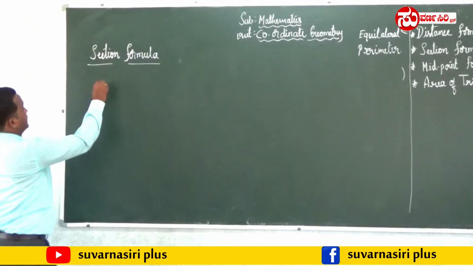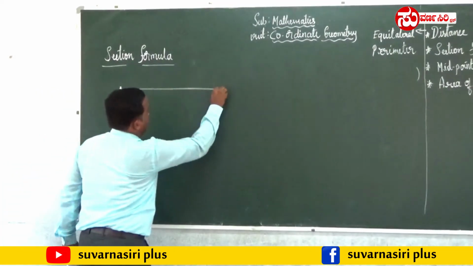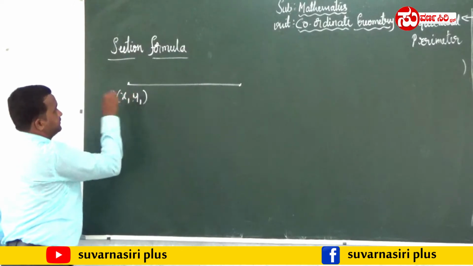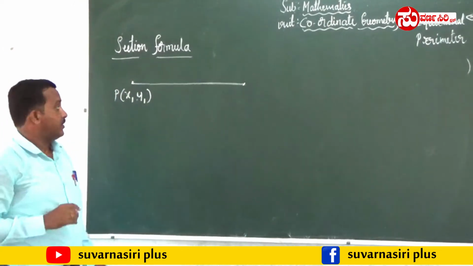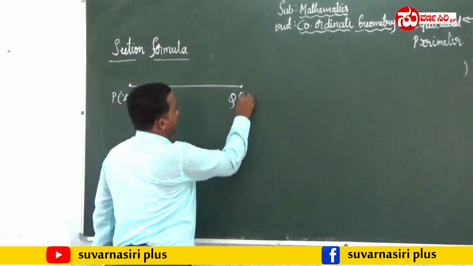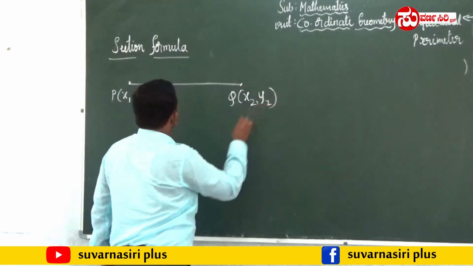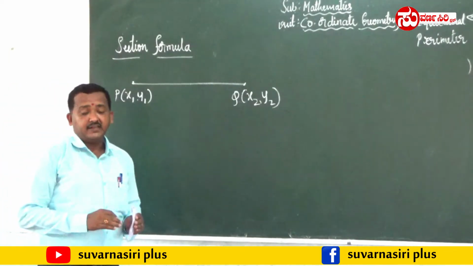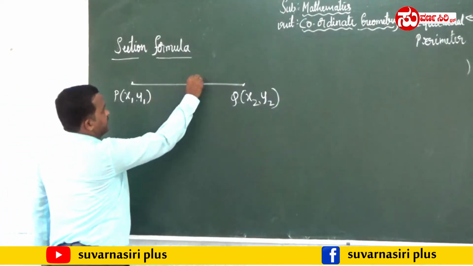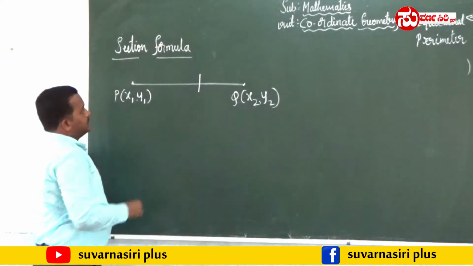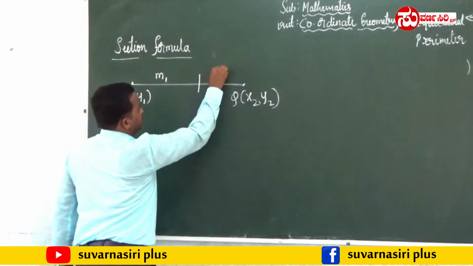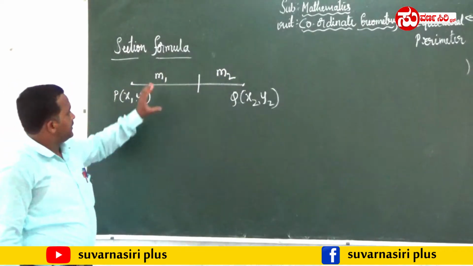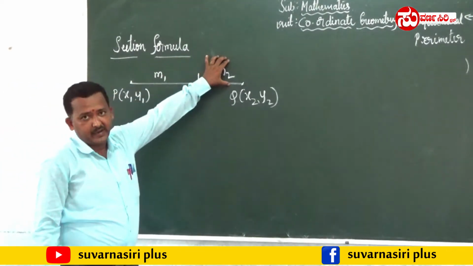This formula: suppose there are 2 points. One is P, with coordinates x1, y1. One more point Q, x2, y2. So here is a straight line. This line is divided in some ratio. Say for example, this line is divided in the ratio m1 is to m2.